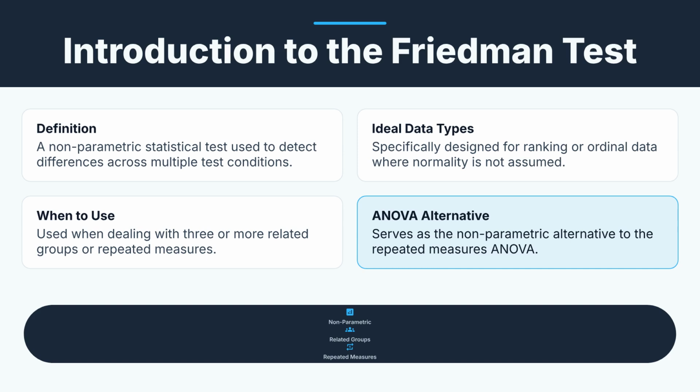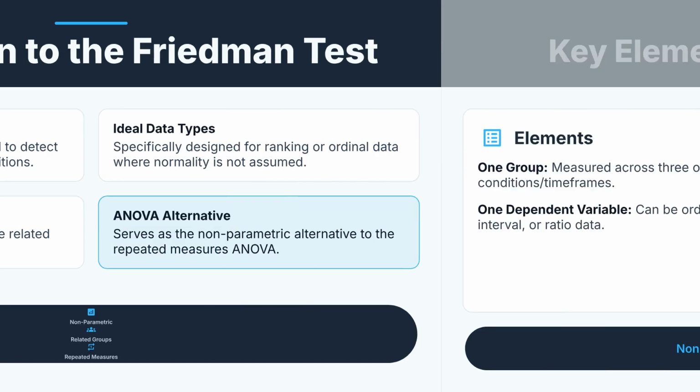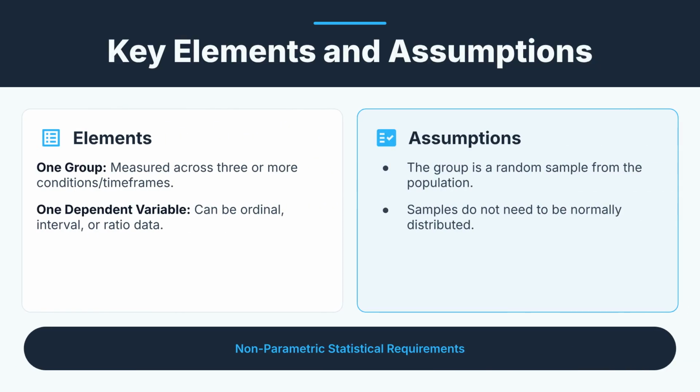It relies on the ranks of the data, rather than the raw values. Before applying the test, we must ensure our study design fits. We need a single group of subjects measured across multiple conditions. The beauty of this test is its flexibility. It does not assume that our data follows a normal distribution.